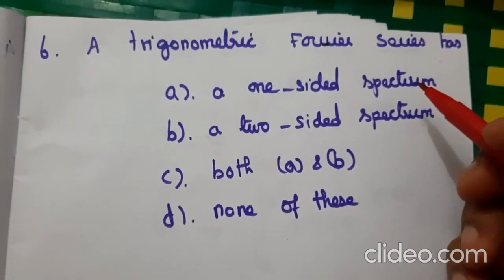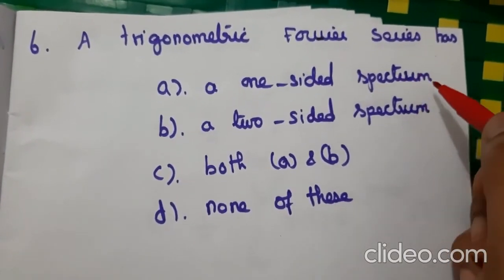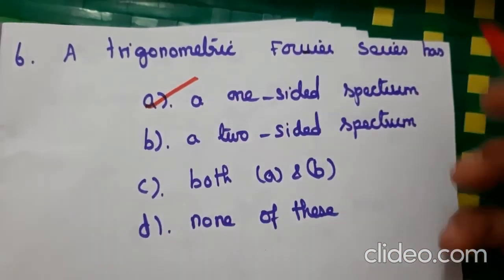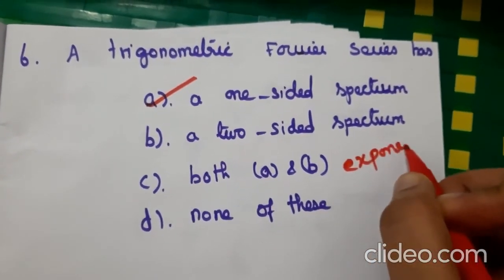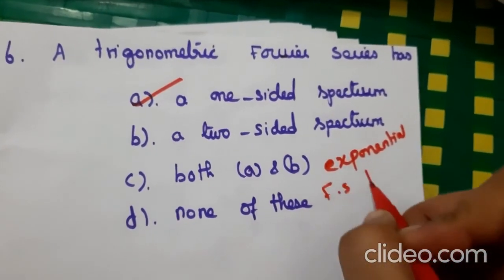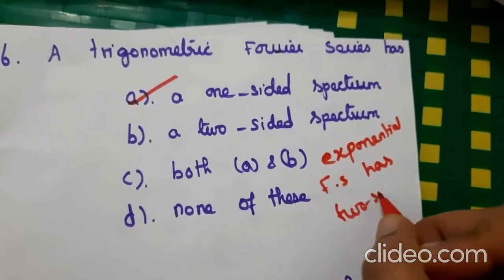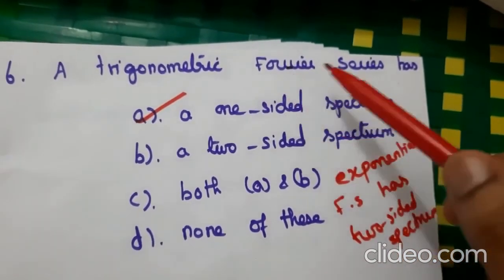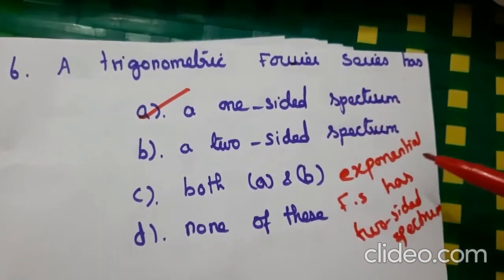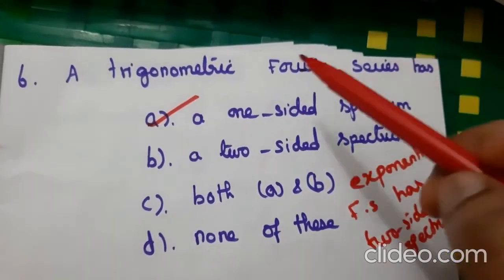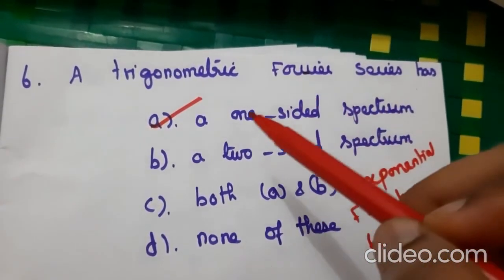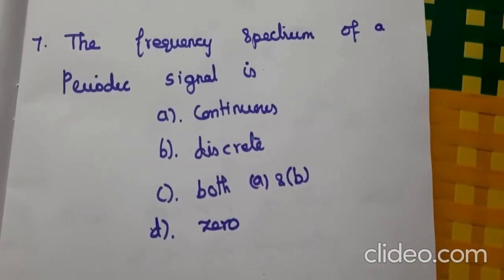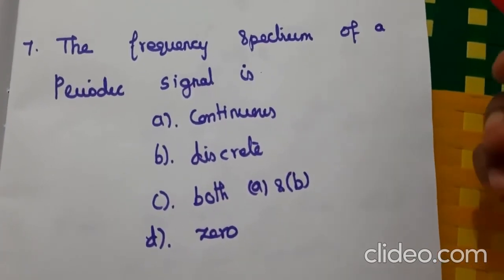Sixth question, a trigonometric Fourier series has one-sided spectrum. Trigonometric Fourier series has one-sided spectrum, and exponential Fourier series has two-sided spectrum. And here the question is trigonometric Fourier series. So the answer is one-sided spectrum. A is the answer.